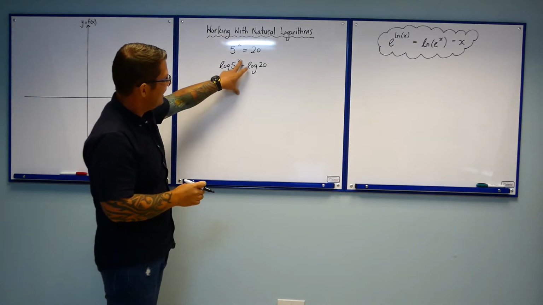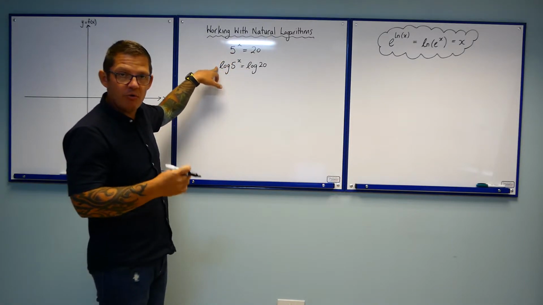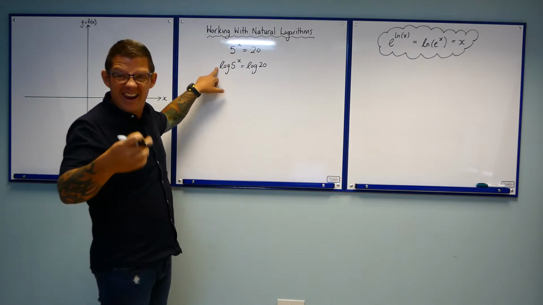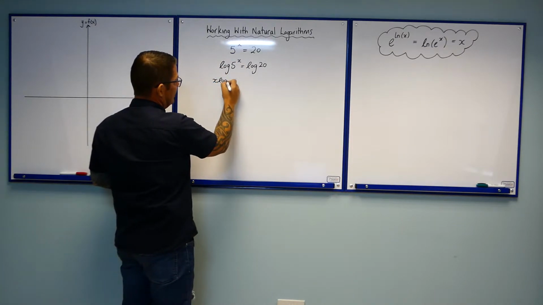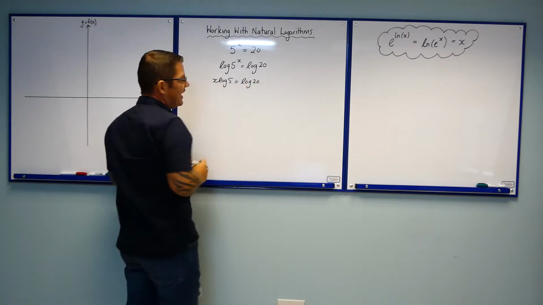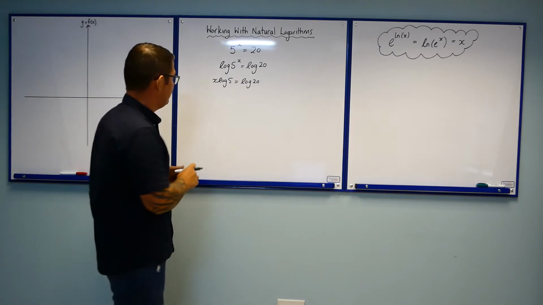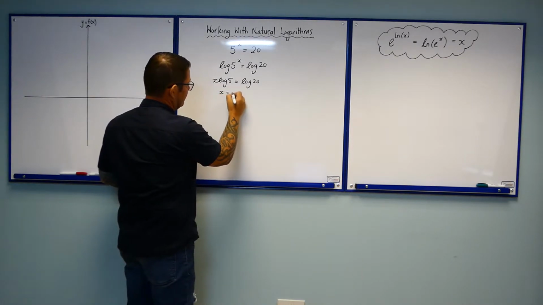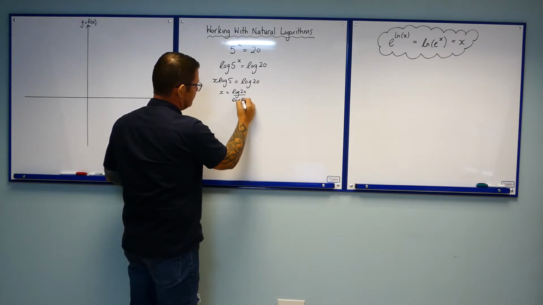By doing that, it allows me to bring this x down in front using the power rule, and it brings that x into play. So I'm going to bring the x down, and we go x log 5 equals log 20. And then all I need to do to finish this is divide by log 5, and we get x equals log 20 divided by log 5.